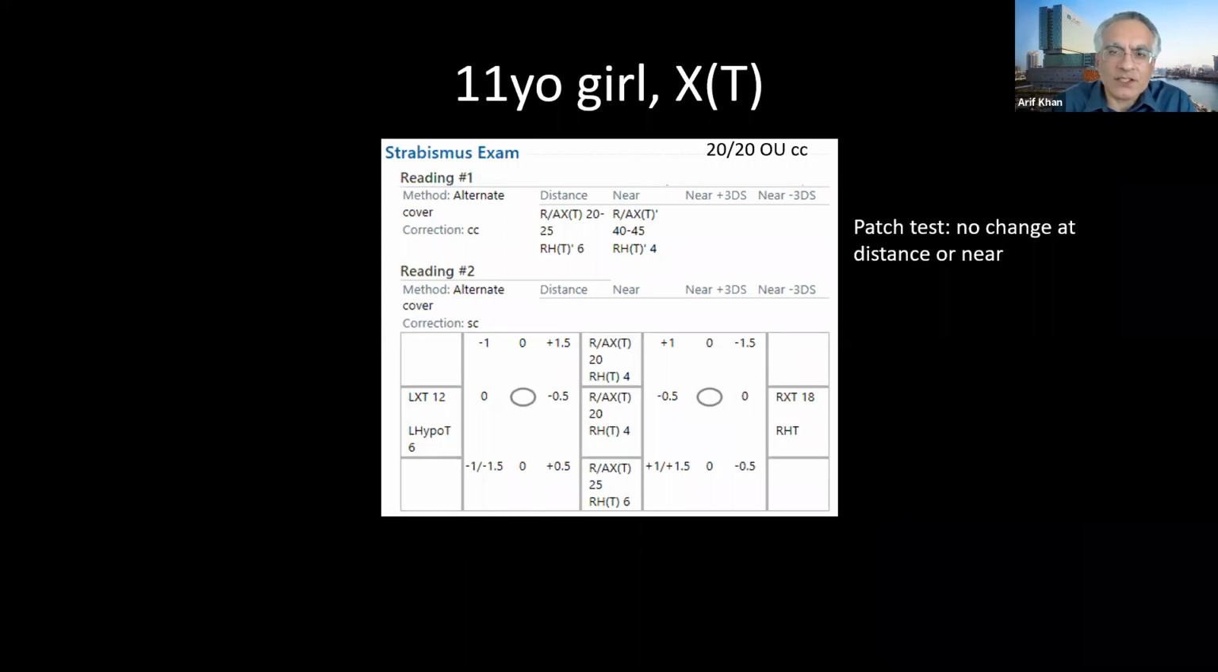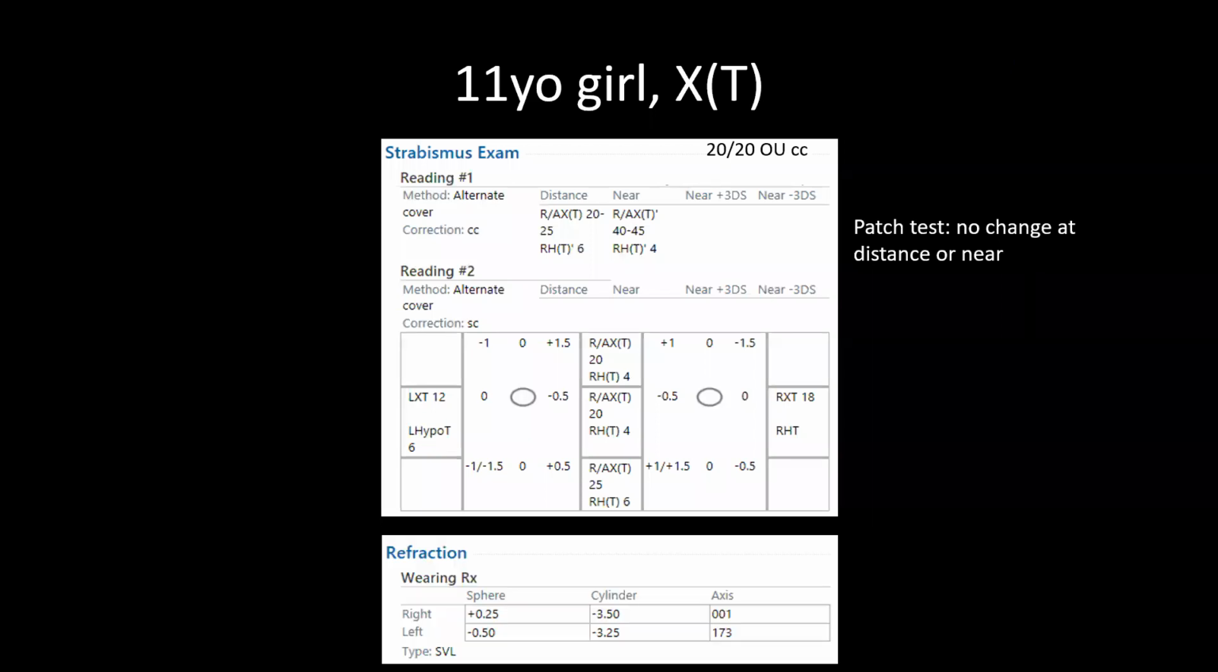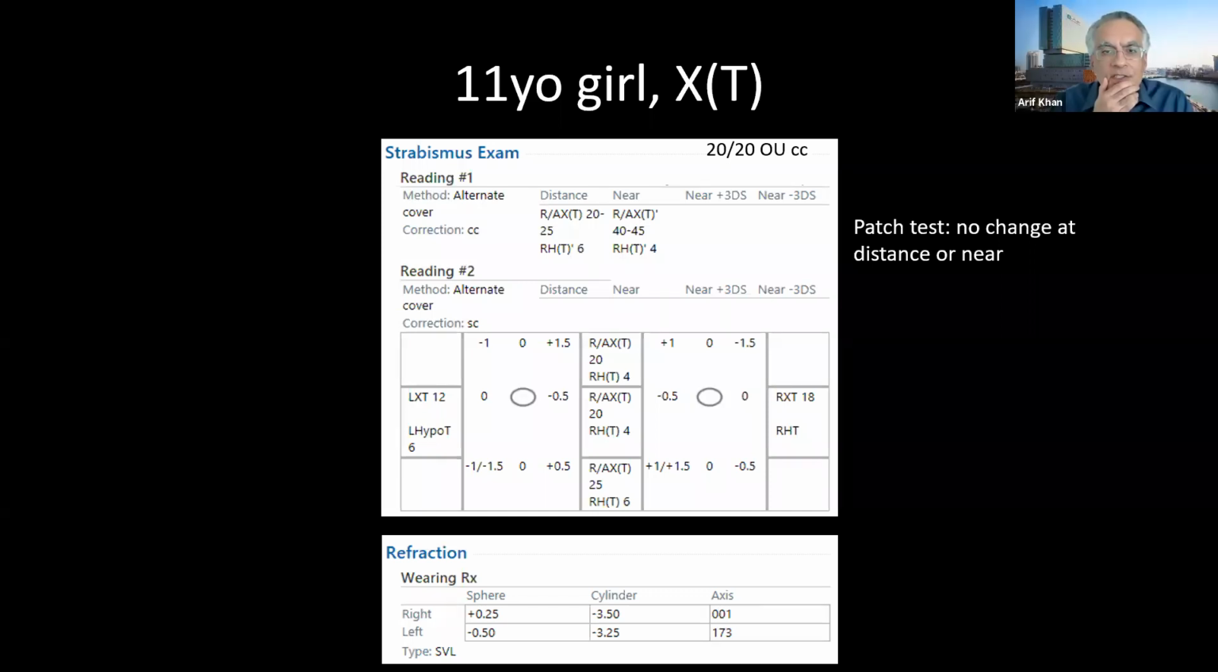Actually, it's very common to see that they have a big distance angle, and at near there's no angle at all, unless you do a prolonged patching. So this is unusual. So here the diagnosis is divergence, convergence insufficiency, or convergence weakness. Yes, it's convergence insufficiency. Very good, very good.